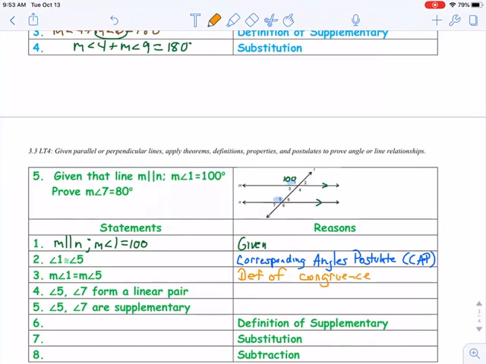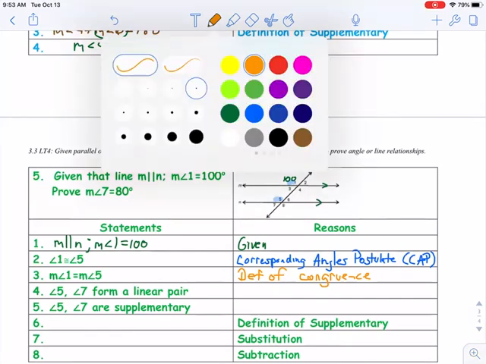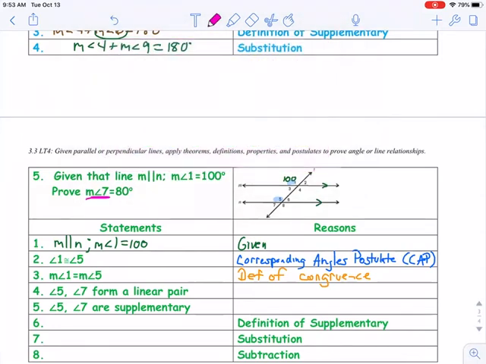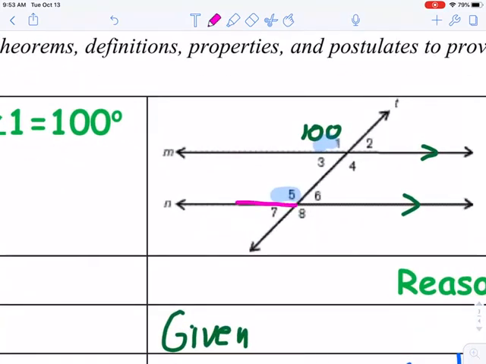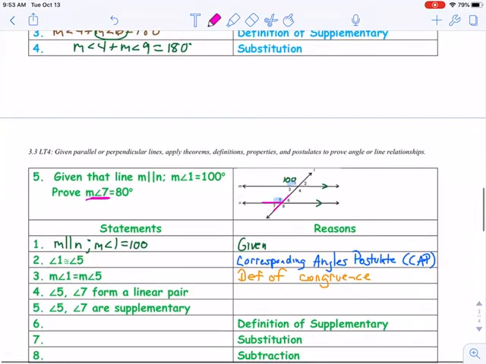And then using reverse engineering, all right? I have 1 and 5. How can I introduce angle 7? All right, angle 7 is my ultimate punchline. I need to be talking about how that equals 80 degrees by the end. Well, I can figure out stuff about 5. There's 7.